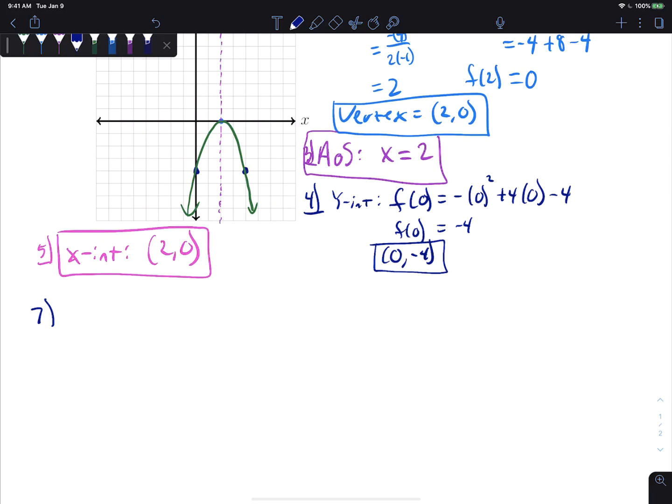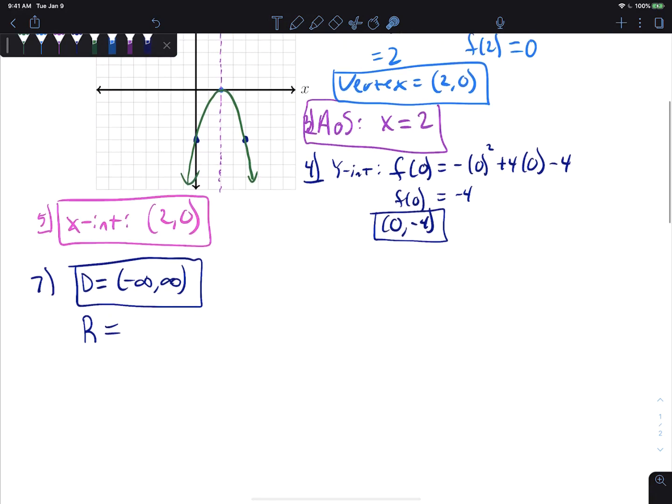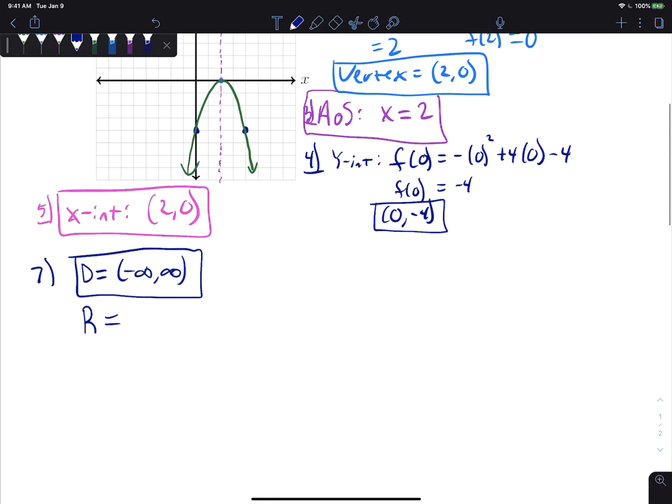The seventh step is going to be to find the domain and range. So the domain, negative infinity to infinity, always. That's why we love it. The range, notice that the function starts at negative infinity, and I can use every y value up to that maximum point of the vertex, which is 0. So the range is going to be negative infinity to 0, including 0, excluding the negative infinity, always.